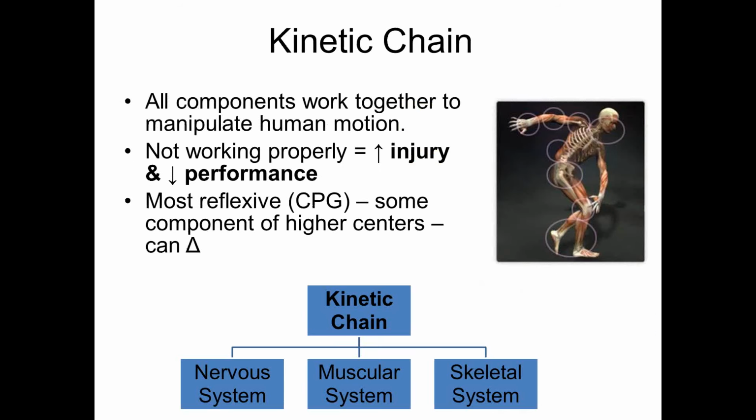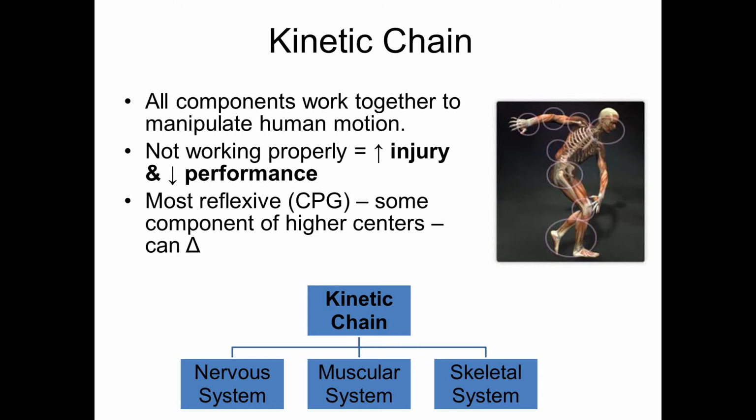When we think of the kinetic chain, we're thinking along the entire kinetic chain. It's all of these components working together that produce productive human movement. It is a fine-tuning and a working together of the nervous system, the muscular system, and the skeletal system. When these systems are not conjoined together, there's an increased risk for injury due to lack of force attenuation and a decrease in athletic performance due to an inability to produce maximal force.